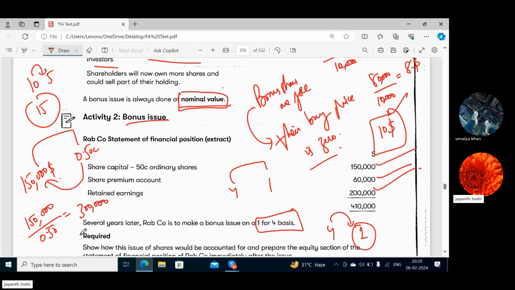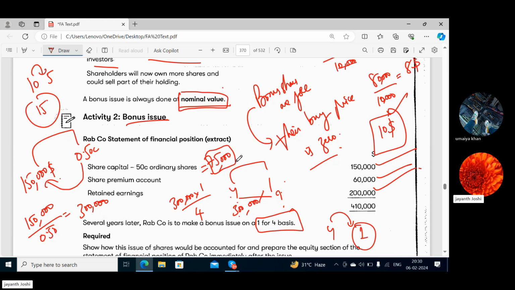So 1 for 4, for every 4 shares, 1 share. For 300,000 shares, how many shares then? Cross multiply 300,000 into 1 by 4. So how much would it be? 75,000. See, for every 4 shares, 1 share they are giving. For 300,000 shares, it will be 75,000 shares. So now 375,000 shares will be there in the market.